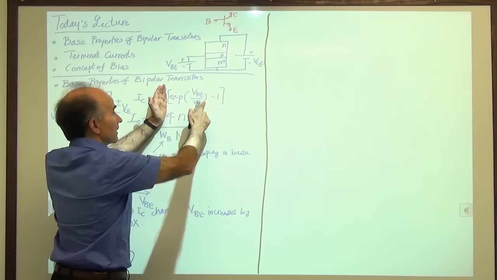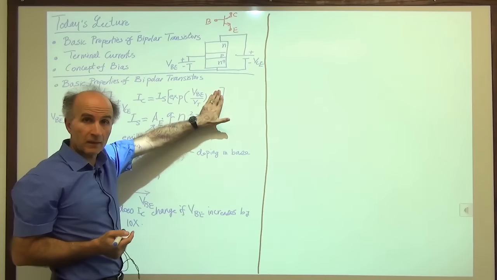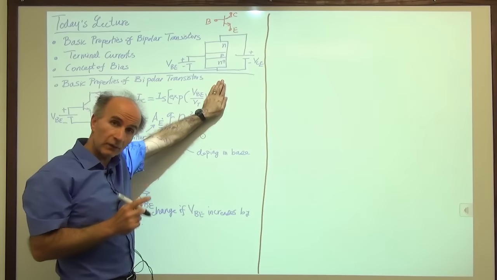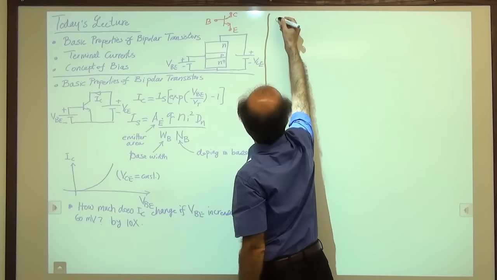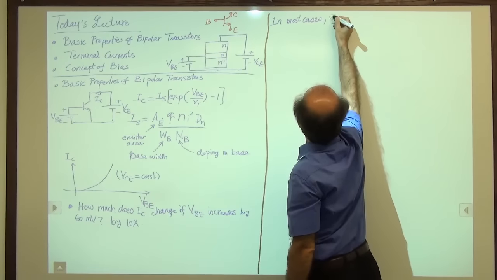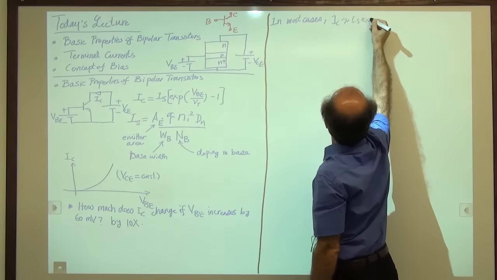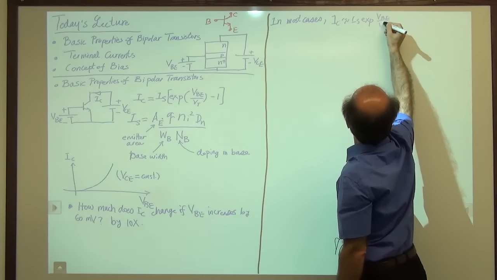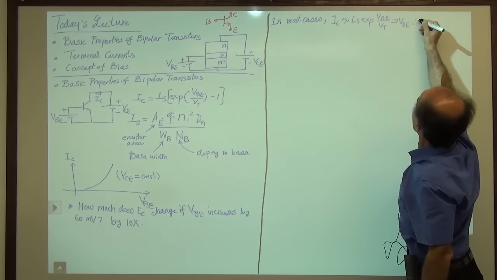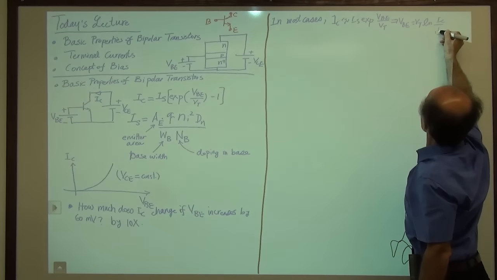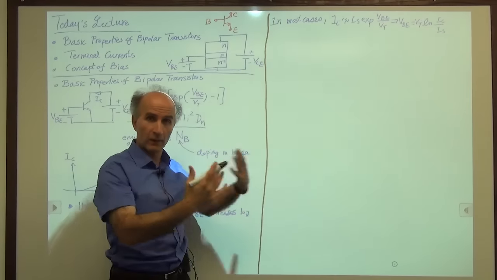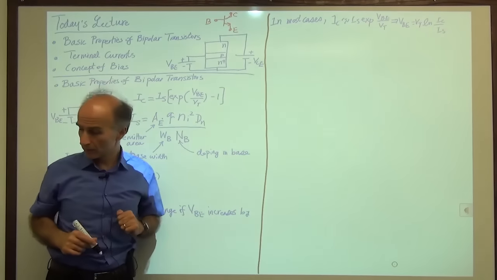Now, if this is a very large number, obviously it is this exponential that is a very large number, which means this minus 1 is very safely negligible. So, from now on in this course, we assume that this 1 is negligible unless we really need to include it. And that means that in most cases we have IC approximately equal to IS exp of VBE over VT. And if I just turn this around, it says that the base emitter voltage is equal to VT log of IC over IS. So we need to memorize both of these equations. These are extremely critical equations, and you have to be comfortable with both of them. Okay, so that's what we need to keep in mind.